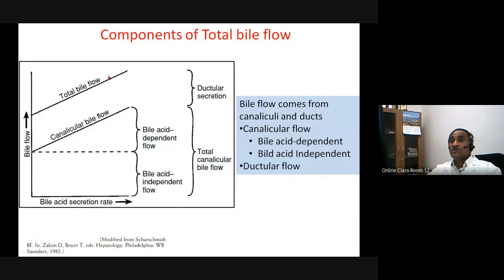Similarly, the ductular secretion is because of more and more bile acid. See, the total bile flow is parallel with the bile acid dependent flow. So you just see that once it is increasing, this is also increasing. This is the total bile flow. So this is how the bile flows from the canalicular system into the duct system.